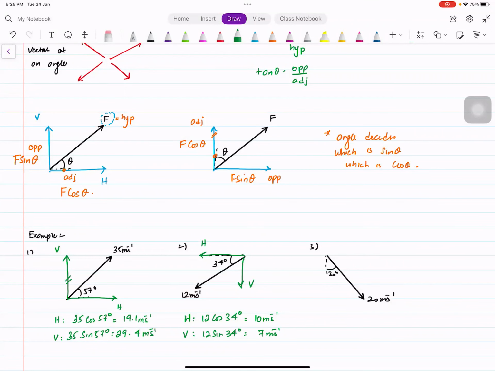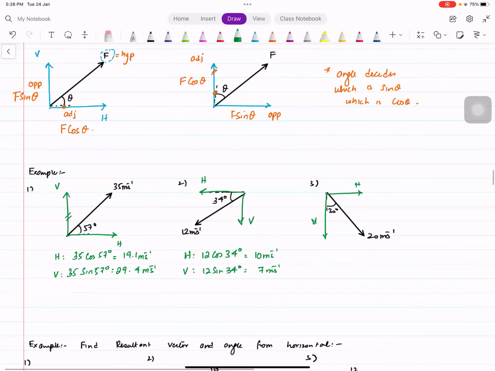Anyway, in the next one, we could draw one vector down and one vector to the right. So this will be basically horizontal and vertical. This time the horizontal is not next to the angle, so it is 20 sine of 30, which is 10. And the vertical is going to be 20 cosine of 30. The reason is it is next to the angle, as you can see. So it is going to be 17.3 meters per second, like that.